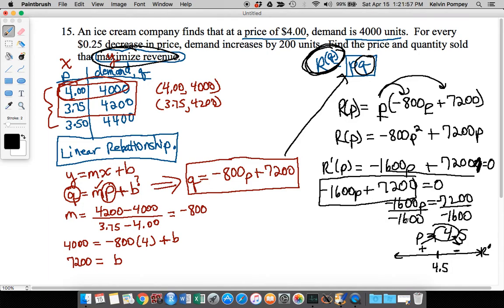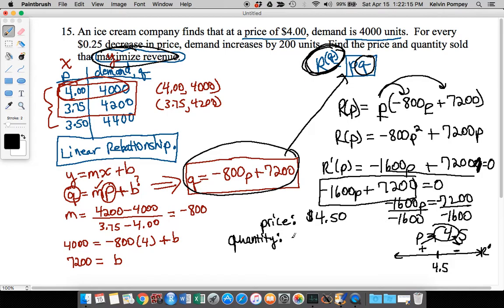All right. So the price that maximizes my revenue is going to be $4.50. The quantity can be found by solving for Q in this equation that we created here. It's negative 800 times 4.5 plus 7,200. You put all that together, you're going to get 3,600 items.